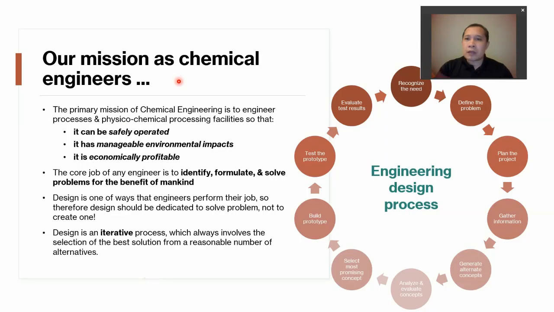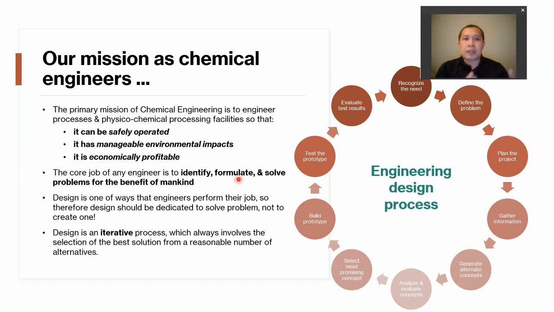Just to reflect back upon our mission as chemical engineers: the primary mission of chemical engineering is to engineer and also to operate processes and physical chemical processing facilities so that the facility can be safely operated, has a manageable environmental impact, and, last but not least, is economically profitable. And the core job of any engineer is to identify, formulate, and solve problems for the benefit of mankind.